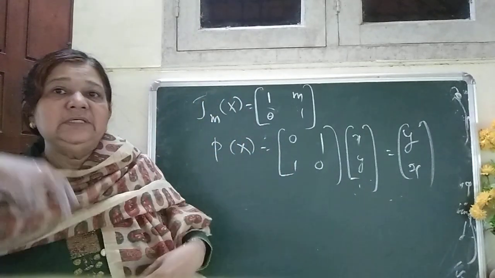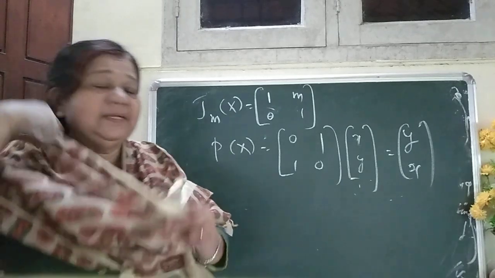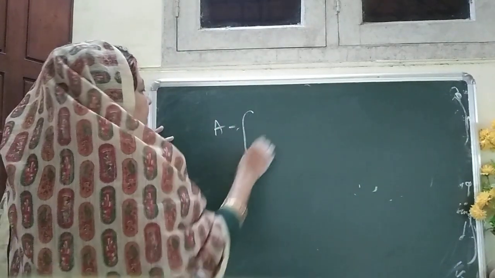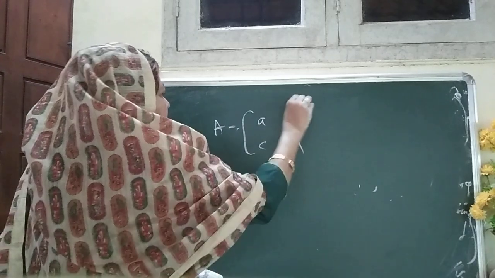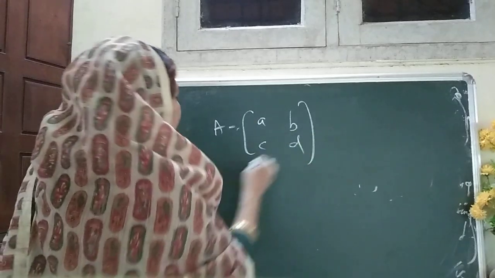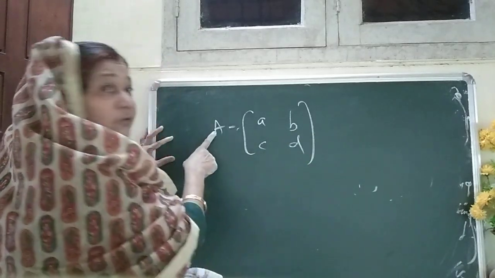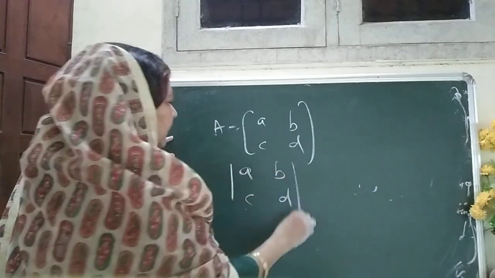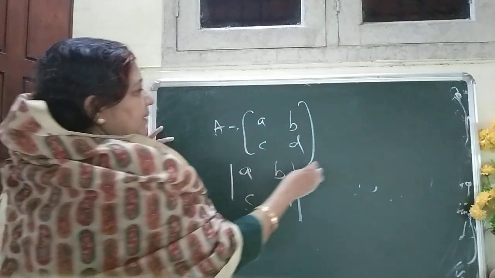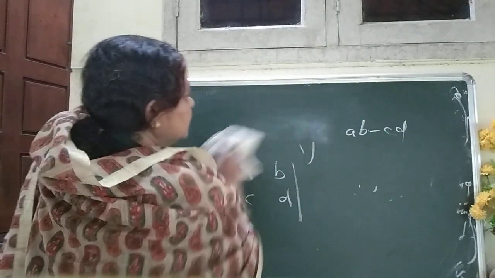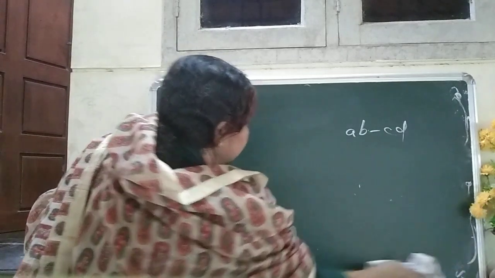Then we come on to eigenvalues and determinants. For any matrix we can find the determinant. You are already studying this. Suppose A equals the matrix with entries a, b, c, d. The value ad minus bc is called the determinant of this matrix. If this determinant is non-zero, we can find a solution for any equation.